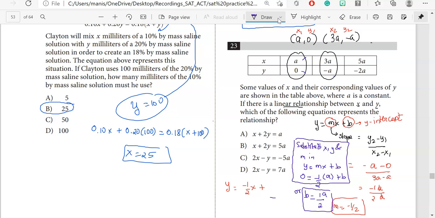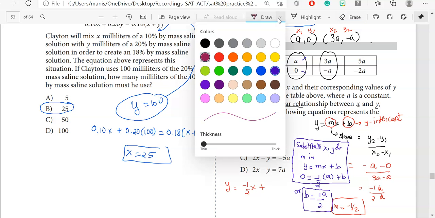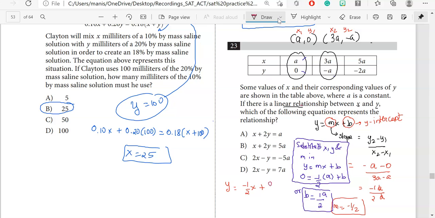Am I done? No, I'm not done, because finally, to find my answer, I have to plug in my value, this one over here, or I will write a over 2. Now, do you see any answer choice which looks like this? No. So what I have to do is I have to simplify this to find any of these options which looks like this. So I will multiply by 2 both the sides. When I multiply by 2, this 2 will cancel out and 1 2 will come over here. So it will be 2y is equal to negative x plus a.